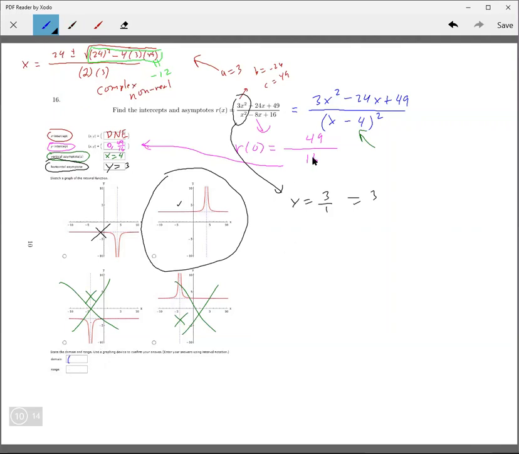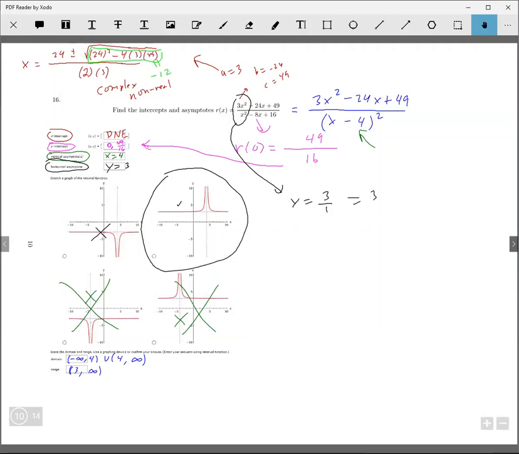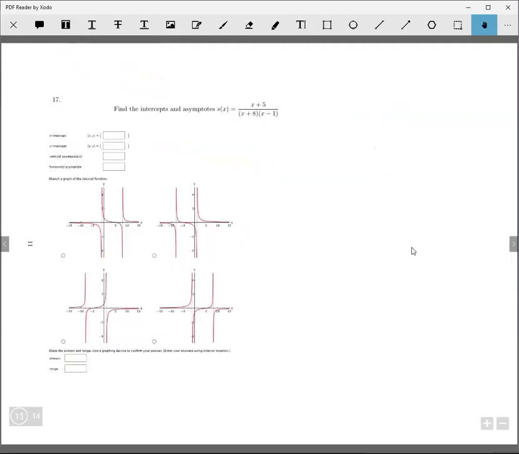Okay, so the domain is going to be everything except 4. So -infinity to 4, union 4 to infinity, and then the range will be everything. Actually, it has to be above 3, it looks like. So 3 to infinity. Okay, so a lot of questions there. Let's go on to the next one. And we still have quite a ways to go.